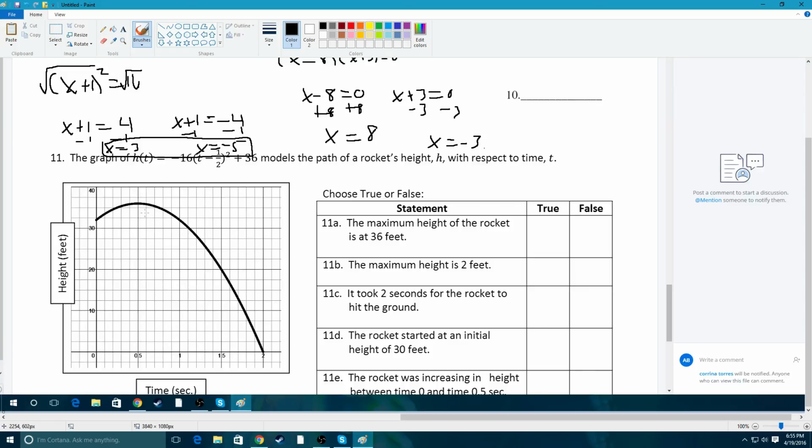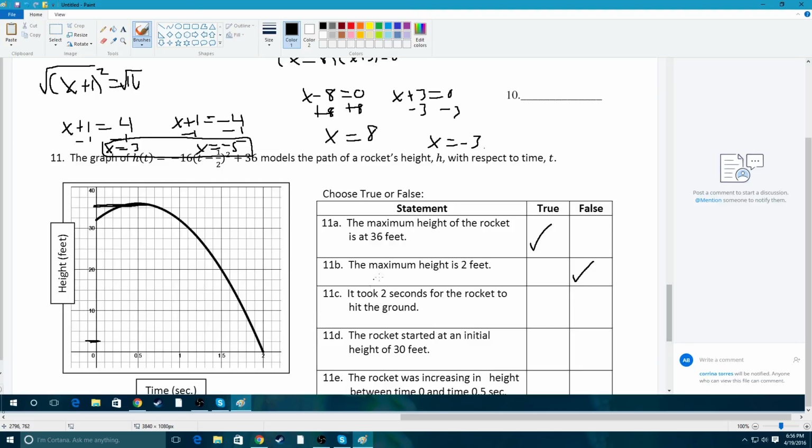Okay, so this is the graph of our rocket. And it says the maximum height of the rocket is at 36 feet. So at 36 feet, this looks like it's about at 36. So this would be a true statement. It says the maximum height is 2 feet, but this would be 2 feet here, and the graph is way above it. So that would be false.